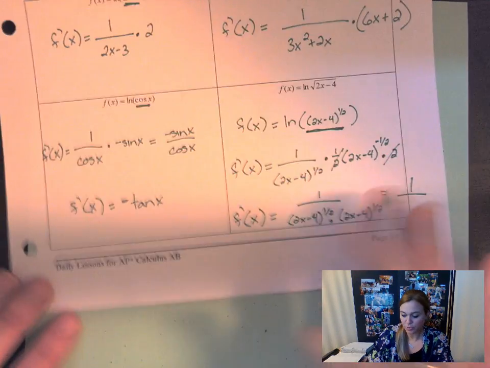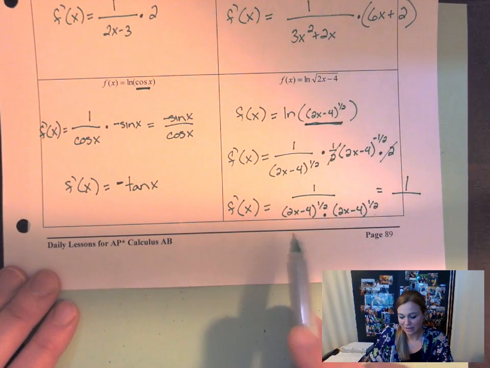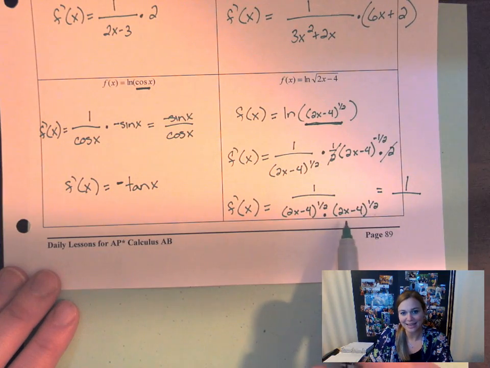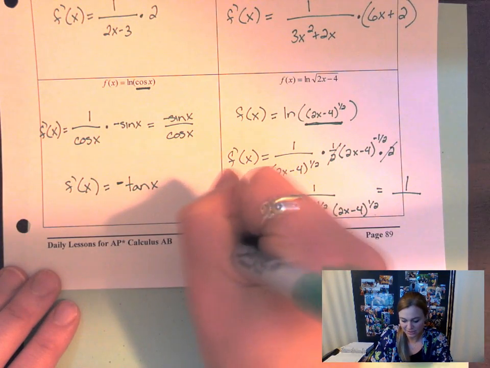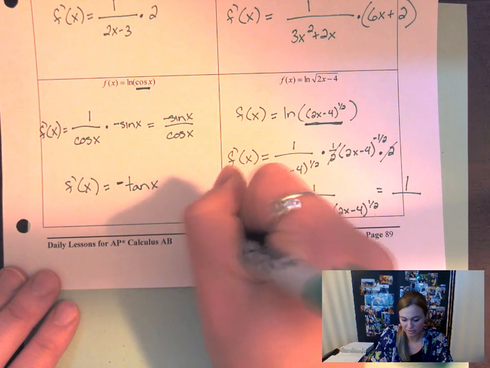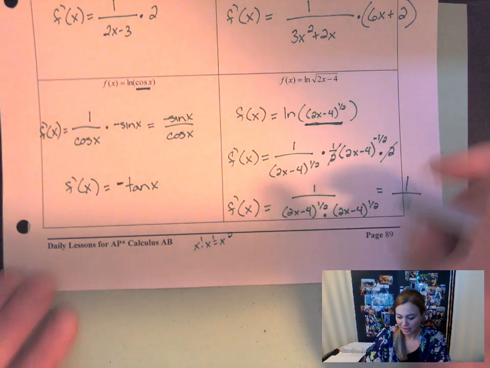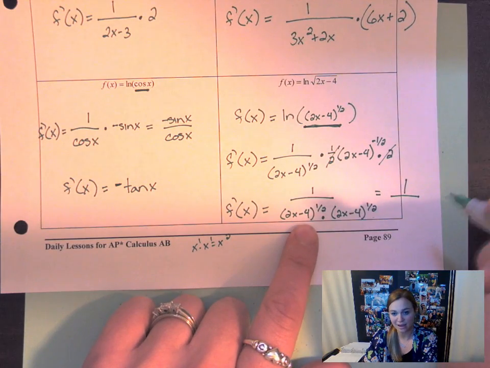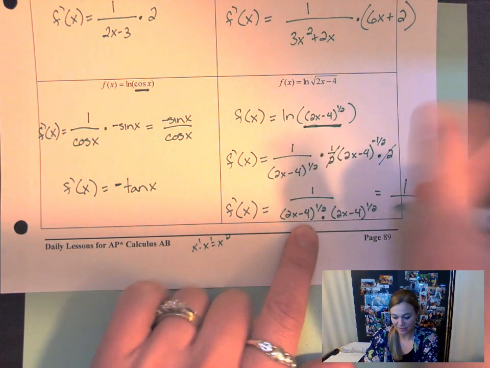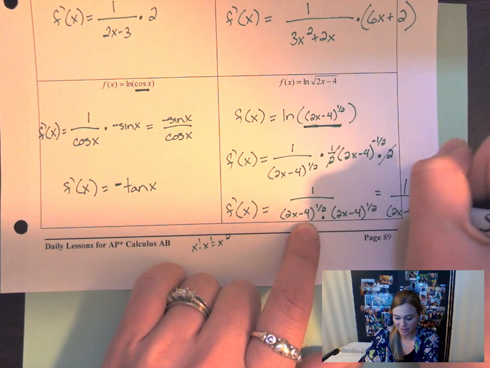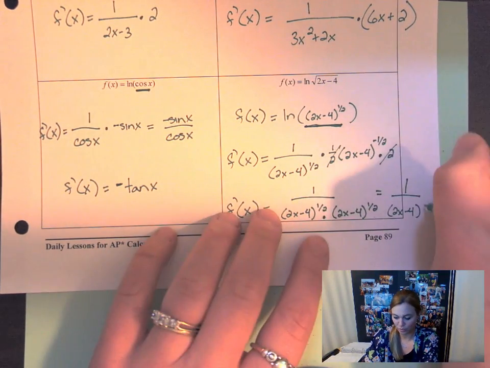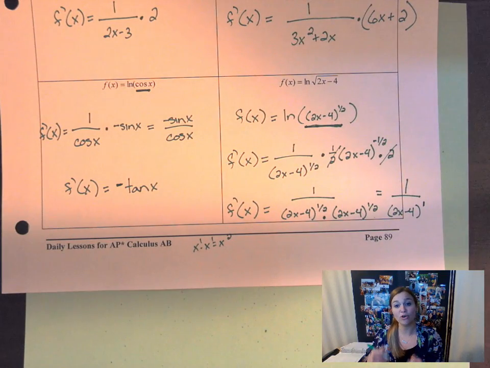Remember, when you're putting something together, when you've got like bases and you're multiplying, you can add the exponents together. It's like this. X times x is the same thing as x squared. I'm adding the exponents together. Here I've got 2x minus 4 to the 1/2, 2x minus 4 to the 1/2. That's my like base of 2x minus 4. I add the exponents and I would just get 1. So you have 1 over 2x minus 4. And that's it. We did it.